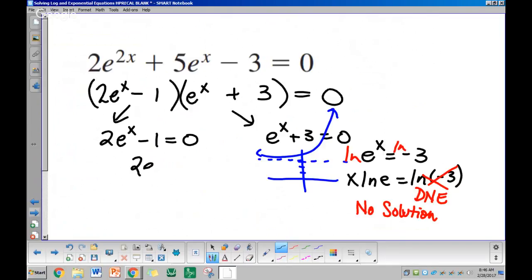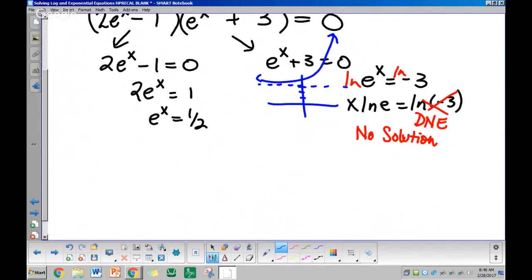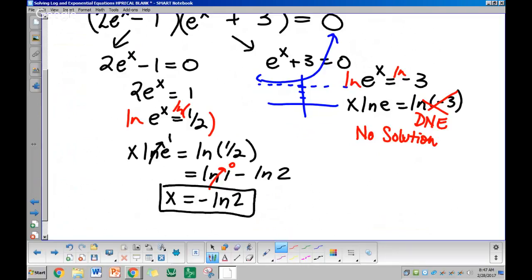And then this side's going to be 2 e to the x equals 1, e to the x equals 1/2. What are we going to do naturally? So we get x natural log of e equals ln of 1/2, and guess what, that's negative ln 2, because you can rewrite this as ln of 1 minus ln of 2 if you expand, and ln of 1 is 0. And that's equal to negative ln 2, and then this goes to 1, and x equals negative ln 2.